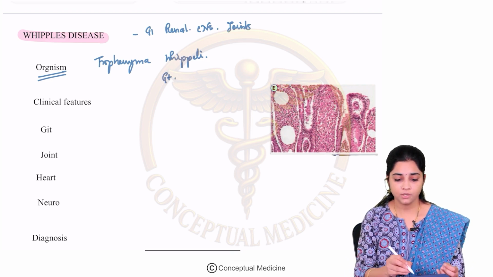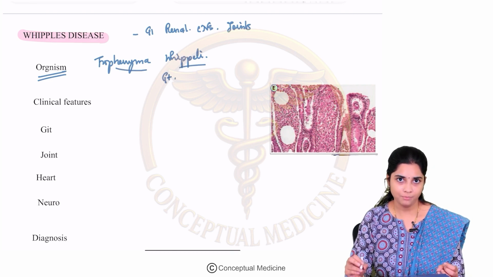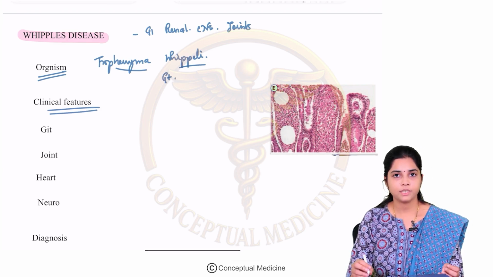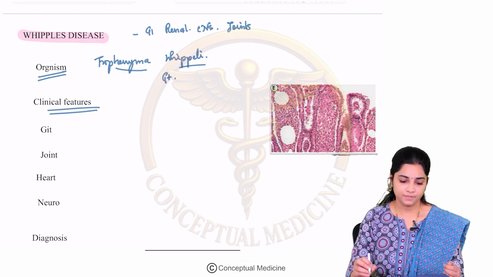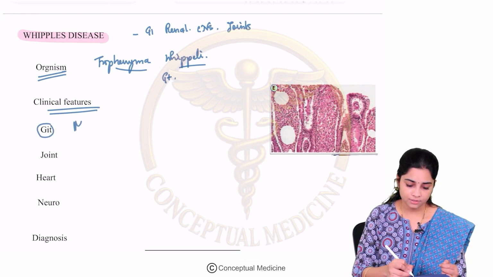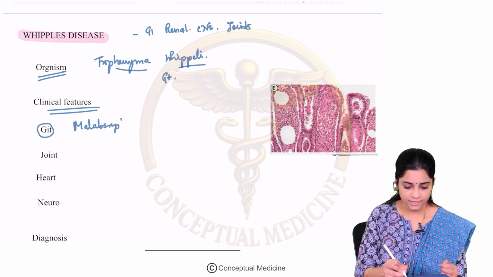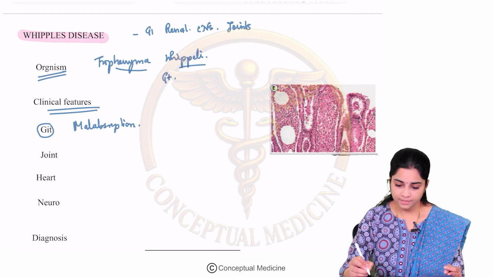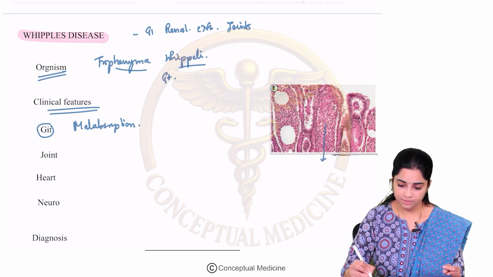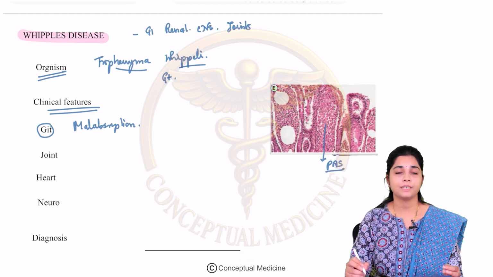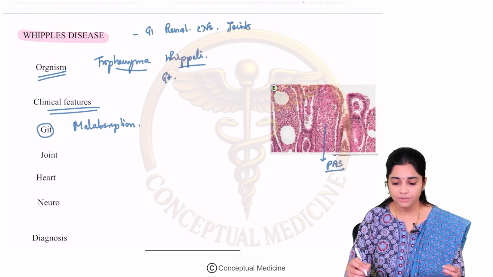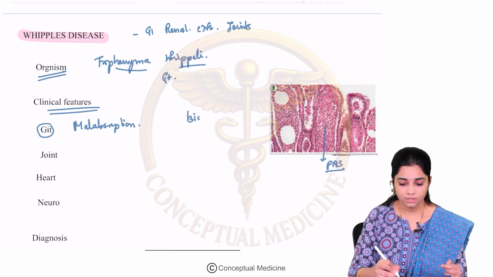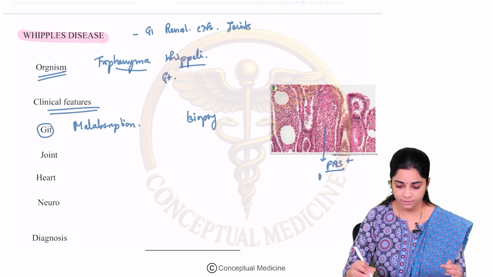So Whipple's disease is caused by the organism Tropheryma whipplei, which is a gram-positive organism. So what are the clinical features of Whipple's disease? There are a lot of phenotypes. GIT involvement predominantly causes malabsorption. And when you do a biopsy, you find PAS positive cells. What is the stain used? It is periodic acid Schiff. So PAS positive macrophages in the lamina propria are your diagnostic clincher on the biopsy for Whipple's disease.